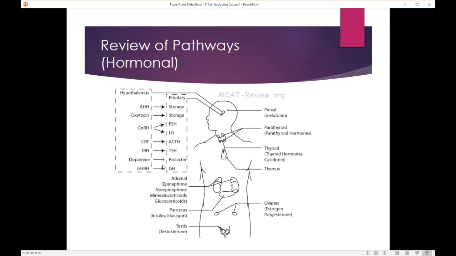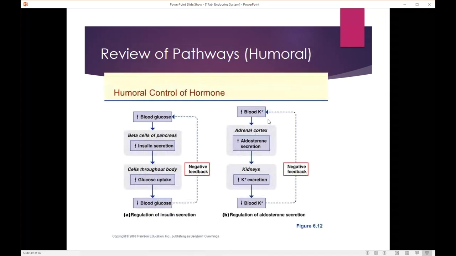Dopamine actually is going to cause the release of prolactin. It's going to stop the release of prolactin, my apologies. And then growth hormone-releasing hormone is going to cause the release of growth hormone. And you can see where these hormones are going to act, and then the hormones that are going to be released. Okay.